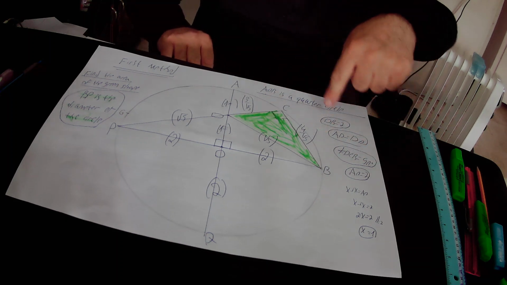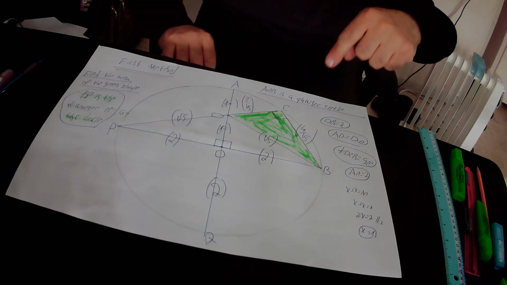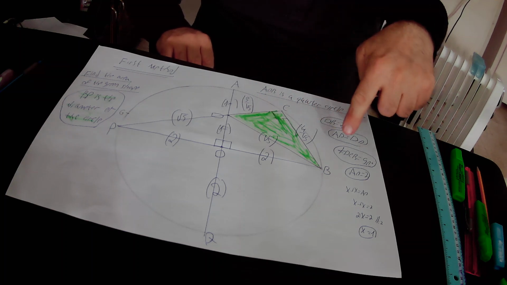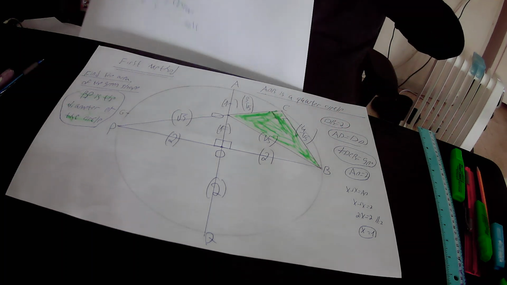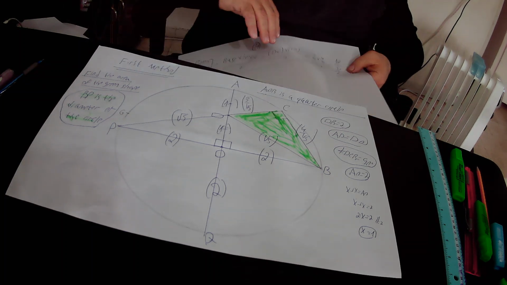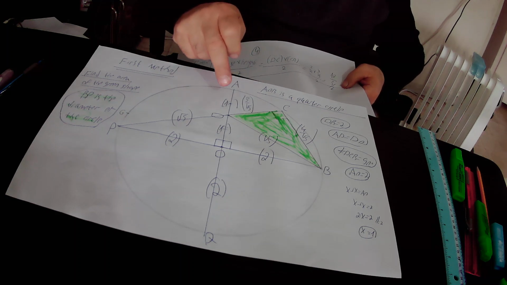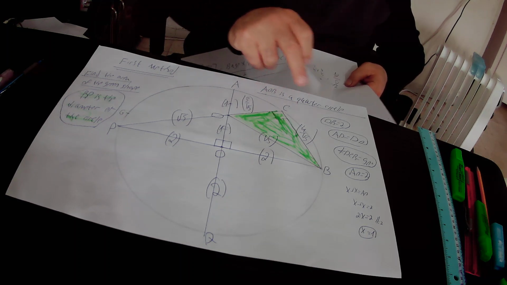Our mission is to find the area of this green shape. The area of the green shape equals the area of the green right triangle DCB. And the area of the triangle equals the base of the triangle times the height to the base over 2.